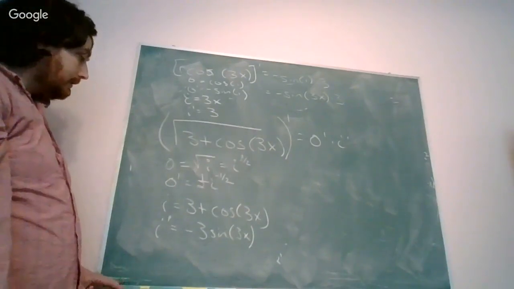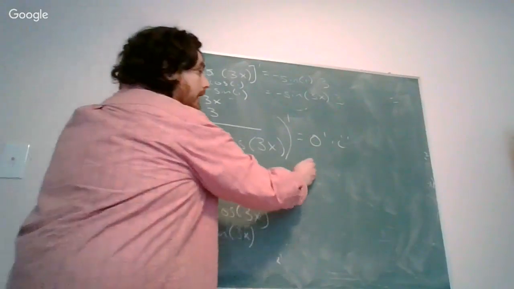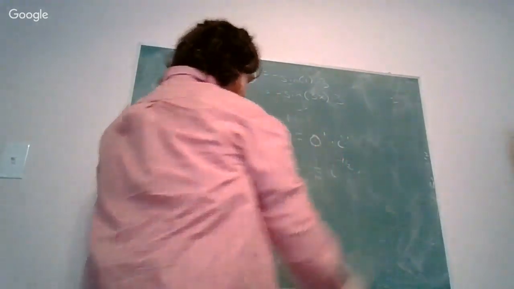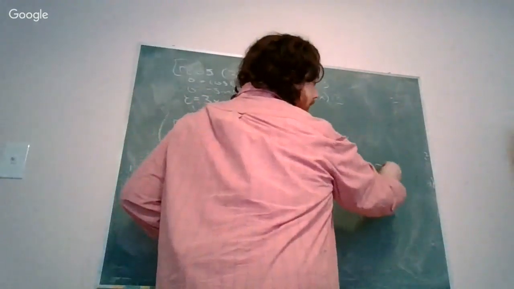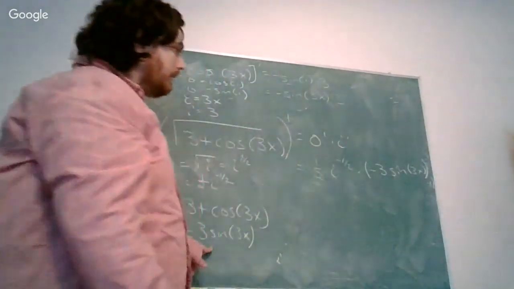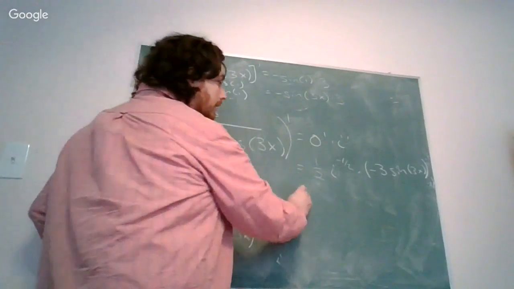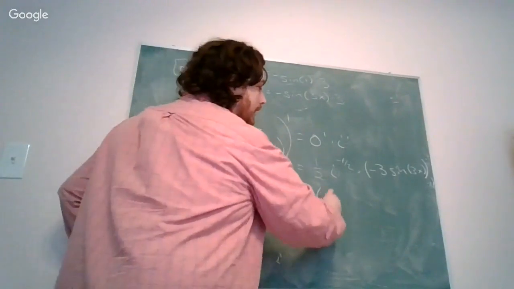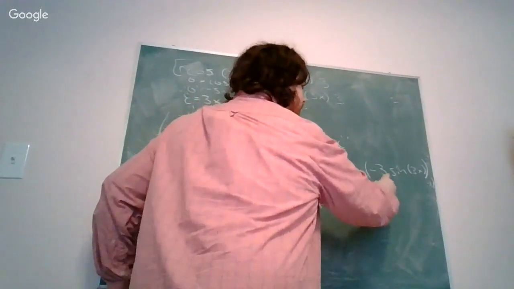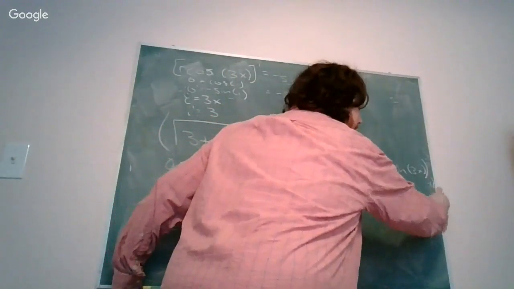So what I get now is the derivative of the outside times the derivative of the inside is the derivative of this thing. So the derivative of the outside is 1/2 times the inside to the negative 1/2 times the derivative of the inside we just said was negative 3 sine of 3x. And then the last thing we need to do here is we have this I in here still. So we're going to plug in what I was, and we're going to get 1/2 times 3 plus cosine of 3x to the negative 1/2 times negative 3 sine of 3x.